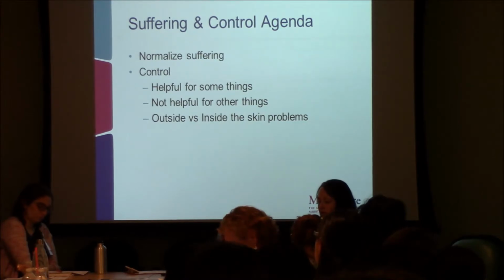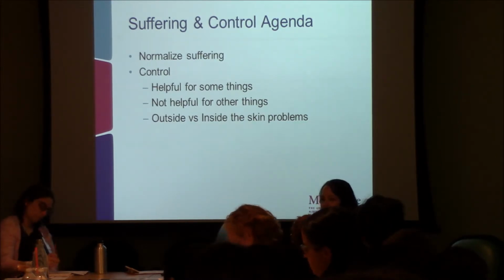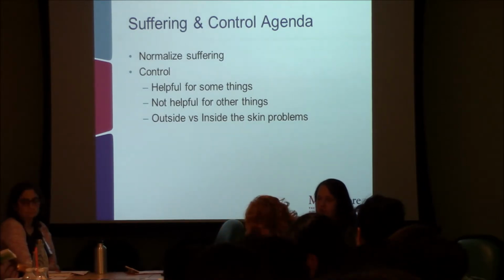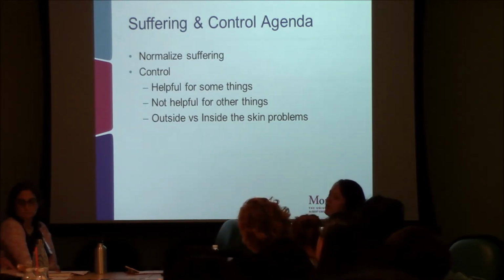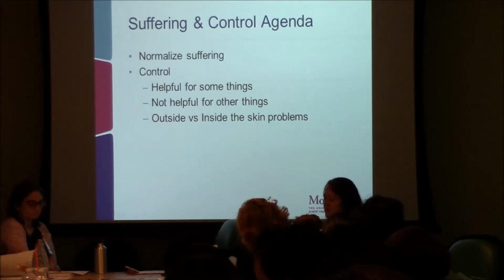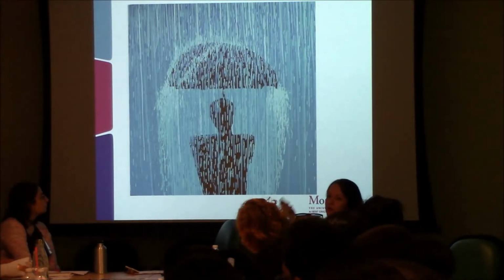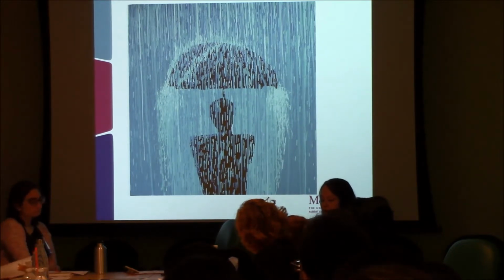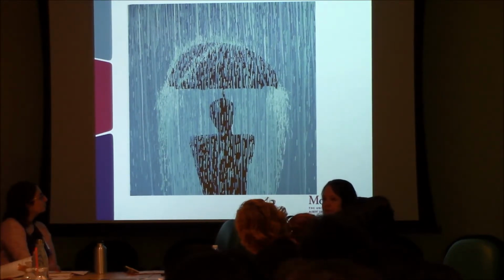And with that, you talk about something called the control agenda, and when is control helpful in your life and when is it not helpful. So it's helpful for things that are outside the skin. So it's raining, you put up your umbrella, it protects you from the rain. That's an outside the skin problem. For inside the skin problems, our brain is less good at solving those issues, right?